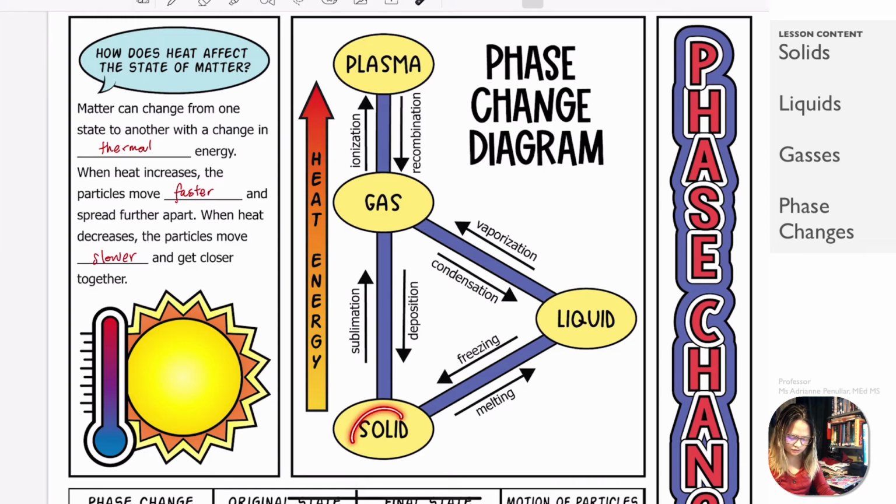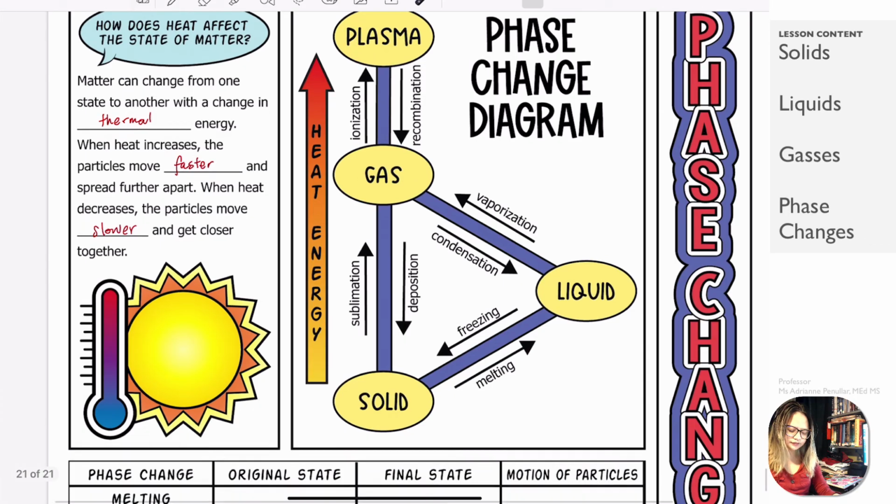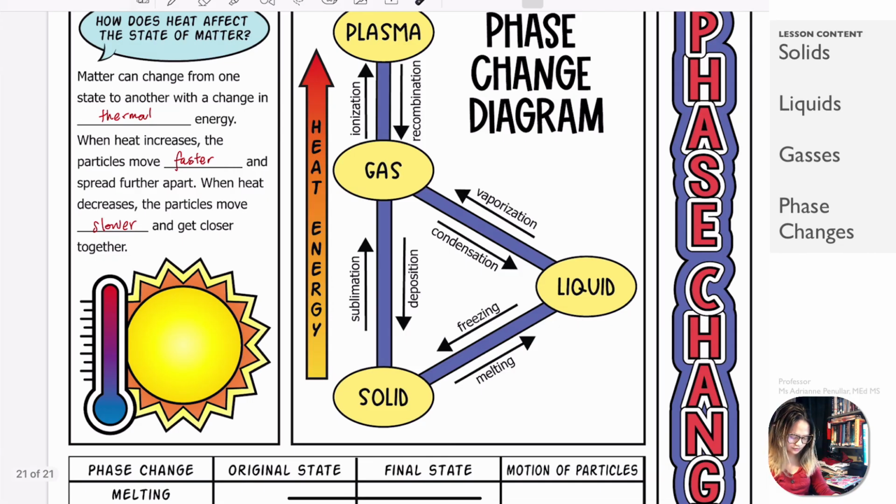Going from a solid to a liquid is called melting. You are increasing heat that way. Going from a liquid to a gas is called vaporization. And then from gas to plasma, that's called ionization. Going backwards is also true. Going from a liquid to a solid, you're going to be doing freezing. From a gas to a liquid, that's going to be called condensation. And then from plasma to a gas, that's called recombination. Okay, so make sure you have that in your notes.